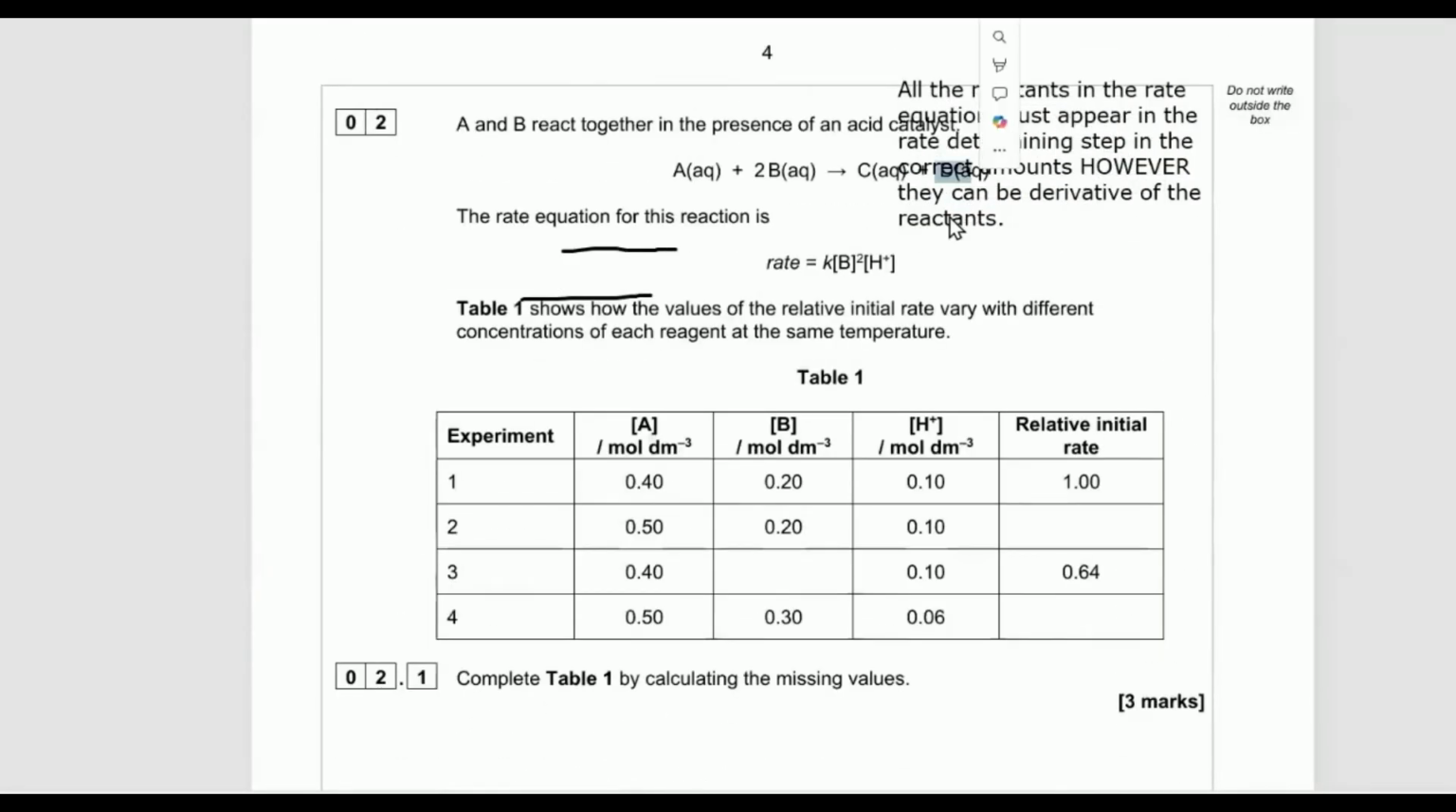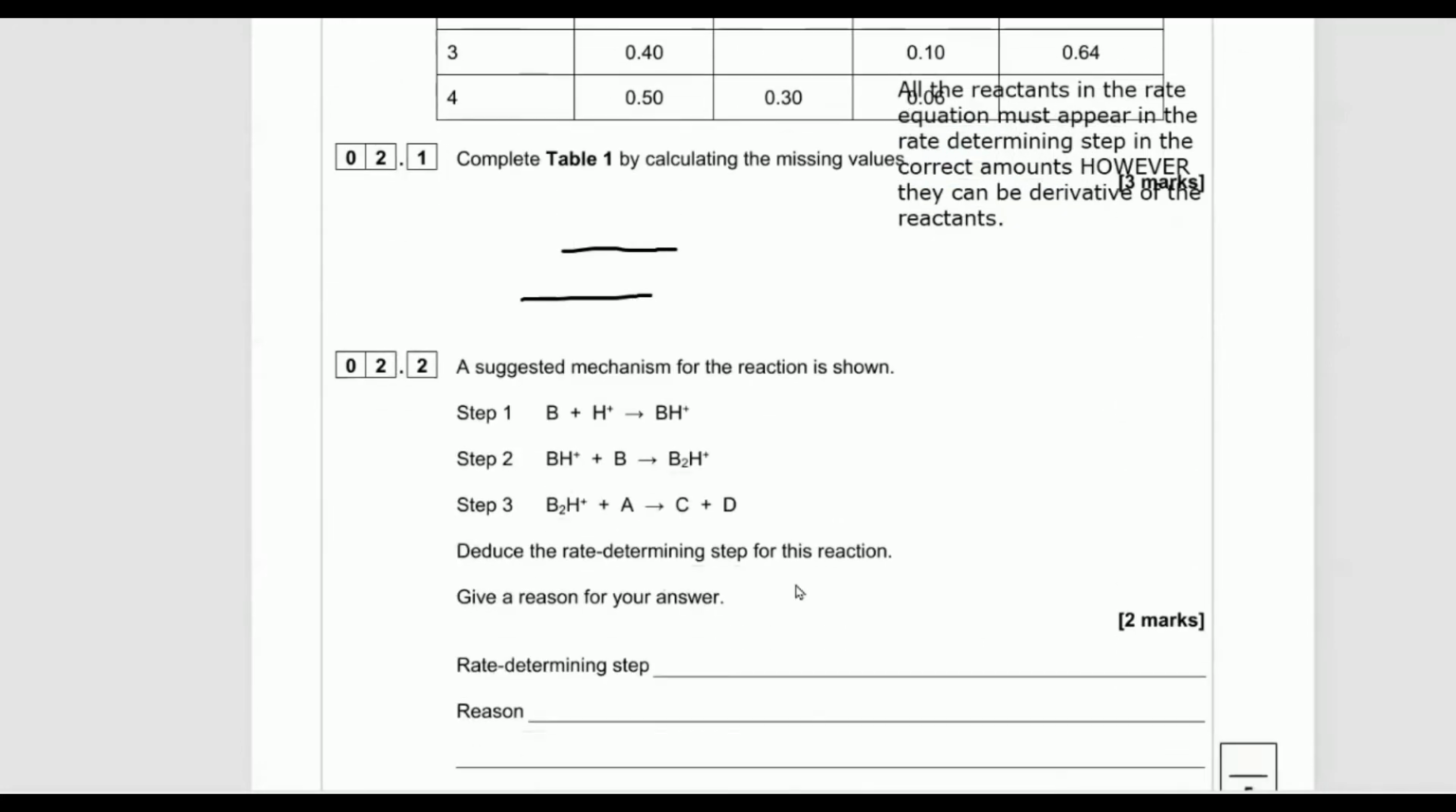All right, let's have a little whip up to that rate equation. If you look at this rate equation, it's K and B2H. So there should only be B and H in the rate determining step, which means step 3, which has A, C, and D, that don't appear in the rate equation, is not our rate determining step.